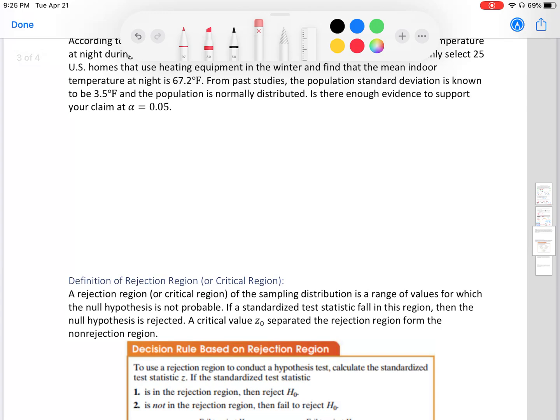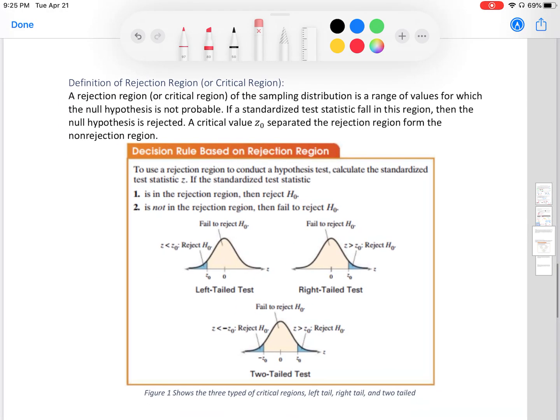Okay, I'm going to go ahead and jump to this part, the definition of rejection region. So a rejection region or a critical region of a sampling distribution is a range of values for which the null hypothesis is not probable. If a standardized test statistic falls in this region, then the null hypothesis is rejected. A critical value z0 separates the rejection region from the non-rejection region.